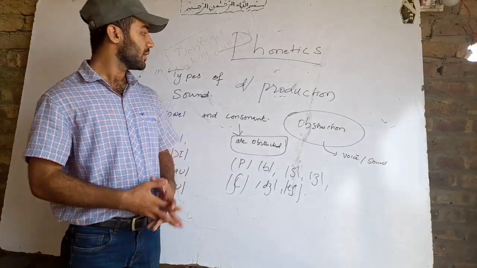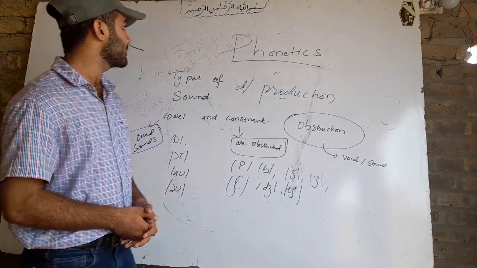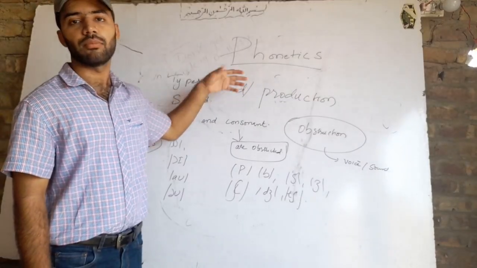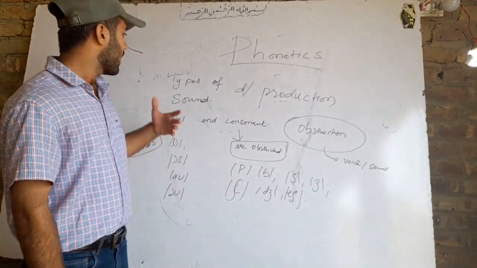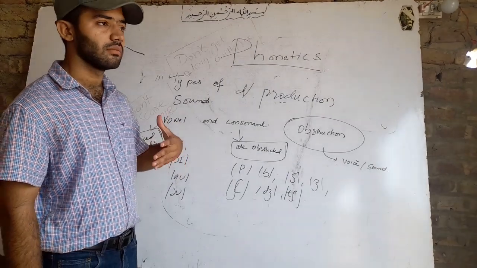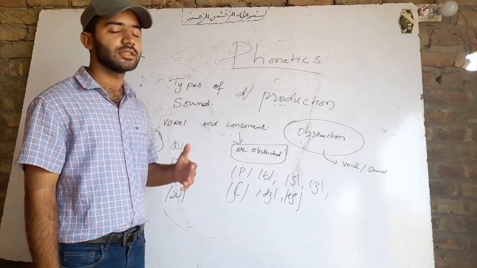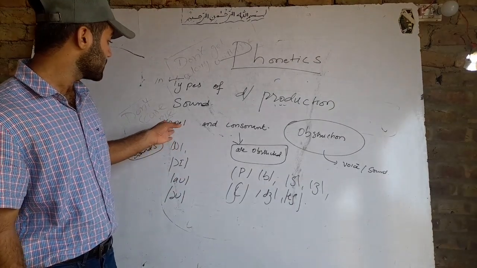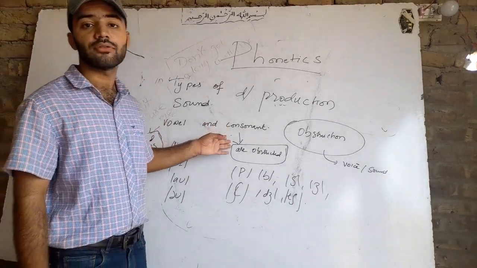So thank you very much for watching this video. In this video, we discussed the introduction of phonetics, and after that, we discussed the branches of phonetics. And after the branches, we discussed vocalization, or how the sound is produced. We discussed the basic types of sounds, vowels and consonants.